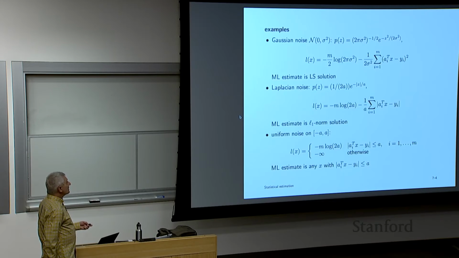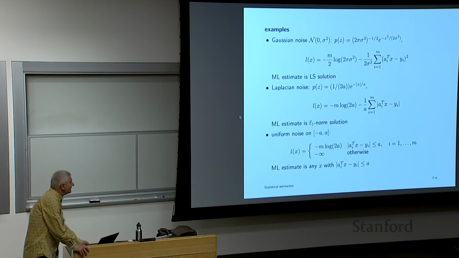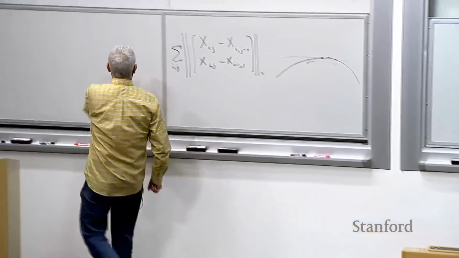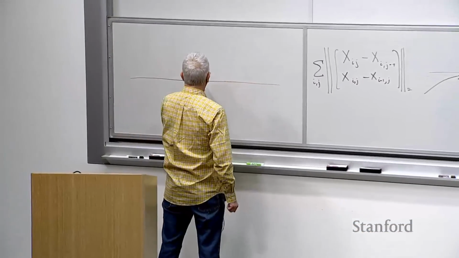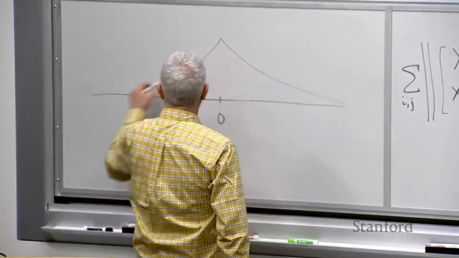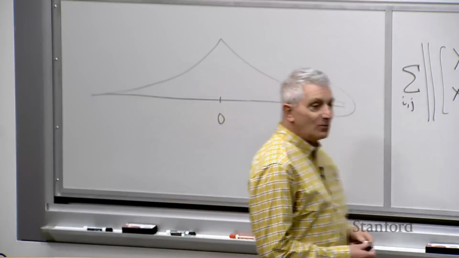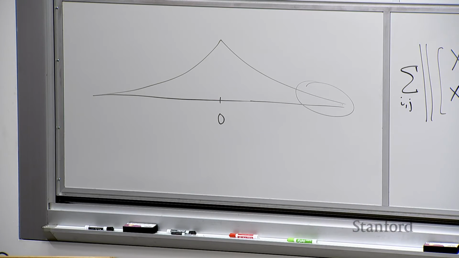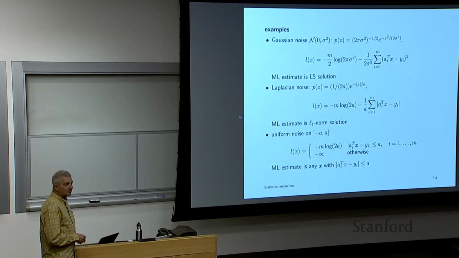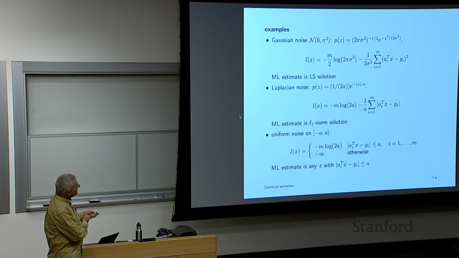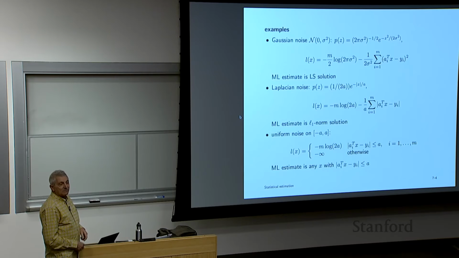Now let's make the noise Laplacian. Laplacian means the density looks like this: here's 0, and it goes like this, and out here it has way, way bigger tails than a Gaussian, for the same variance. You now take the log of this, and you end up with this. That's cool: maximum likelihood estimation with Laplacian noise is basically L1 estimation.